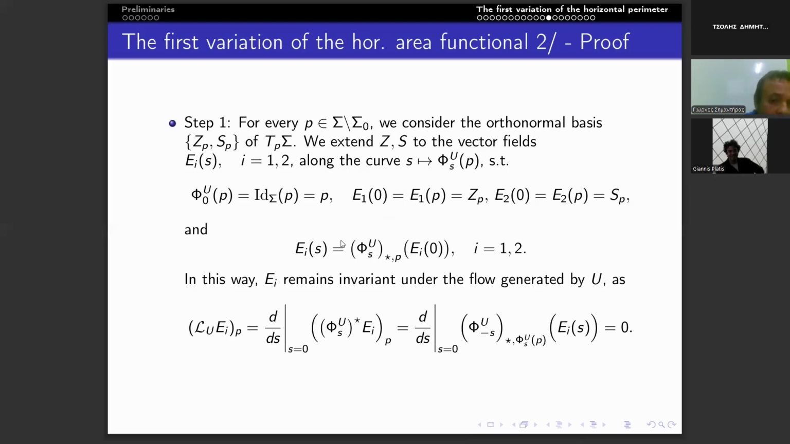So we can move them using the push forward of ZP and SP, and we can create the two vector fields E1 and E2, which remain invariant under the flow generated by U, because taking the Lie bracket of U and Ei here, we can use the definition of the Lie derivative and then use the definition of E1 and E2. Here, this equation is independent of S, so we have that this term here vanishes.